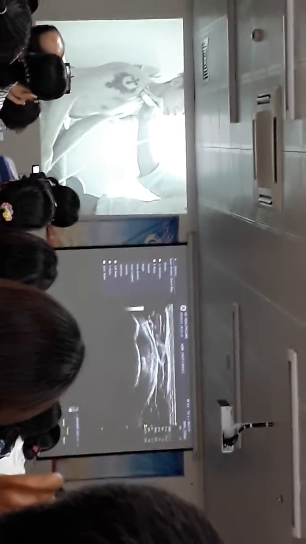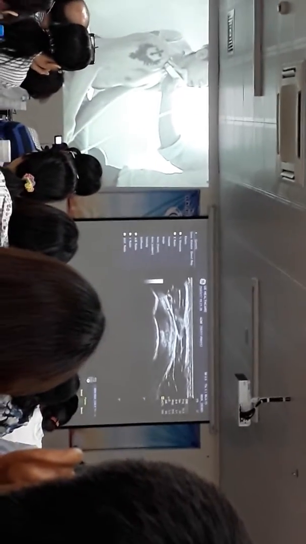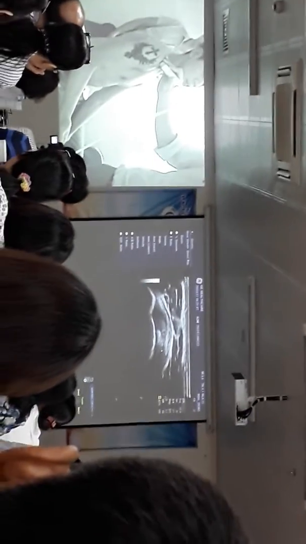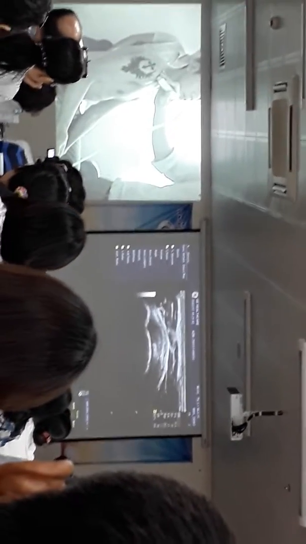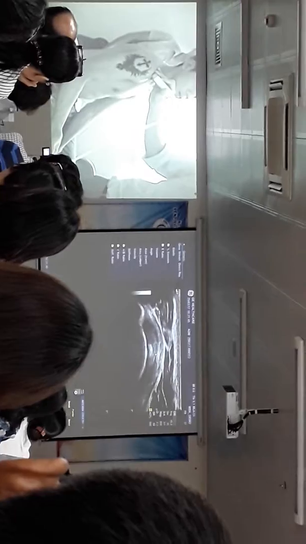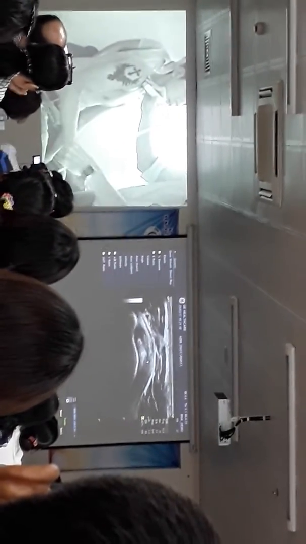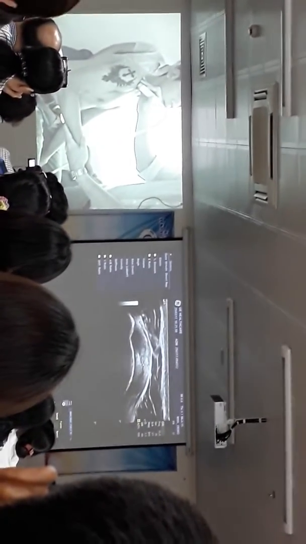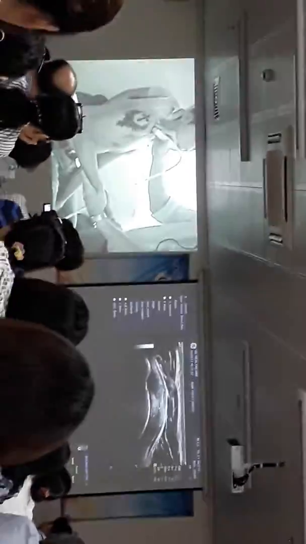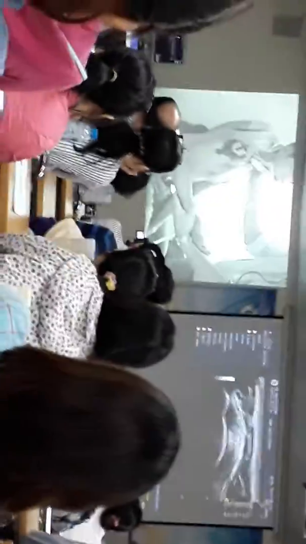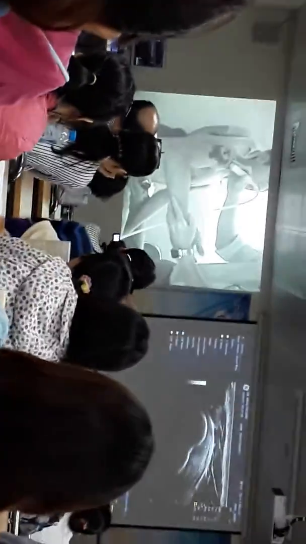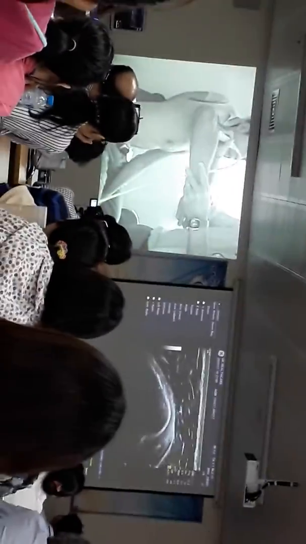So what we want to do is when we abduct the arm, we want to see if this tendon and bursa move nice and smoothly through the space. And essentially you just ask the patient to bring their arm up, and then back down.